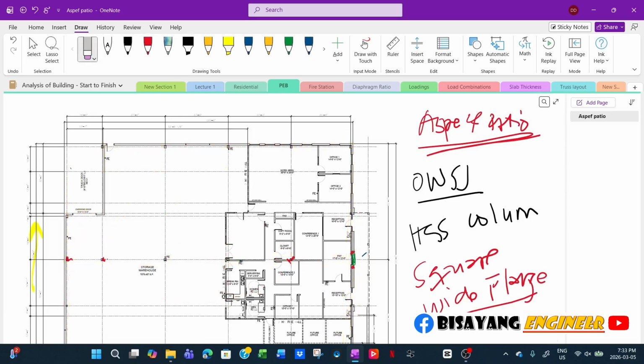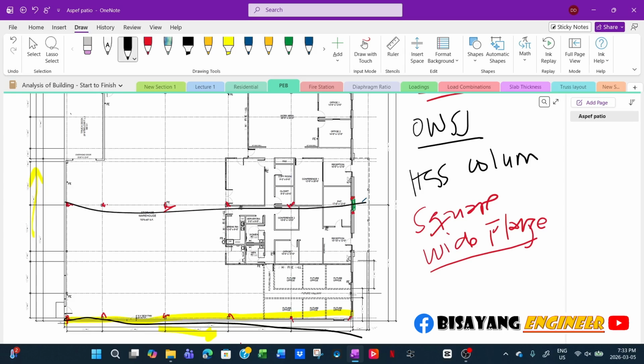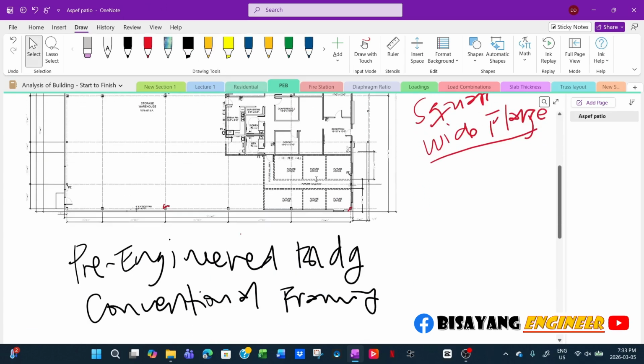So now you already have intermediate columns here laid out by the architect. All you have to do is run a beam in this direction, and then size the beam. Now for the typical construction so far, for conventional framing, they will use a Gerber system.